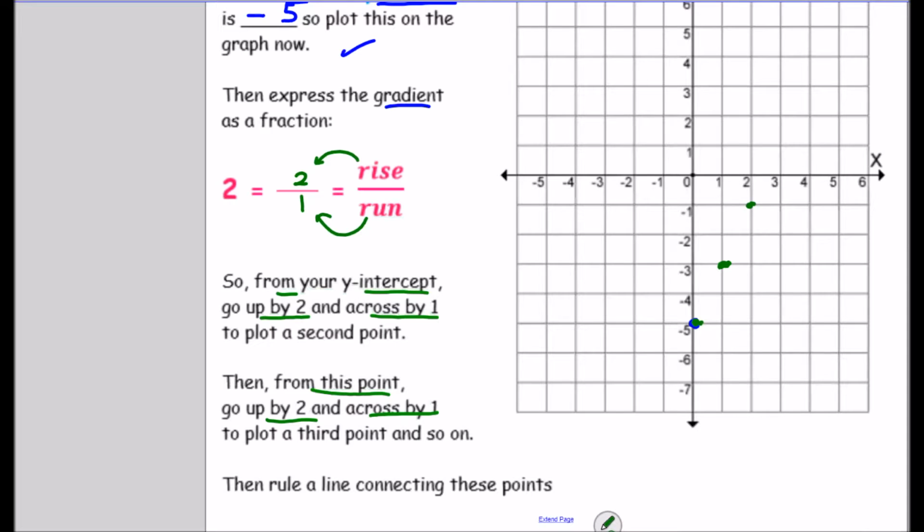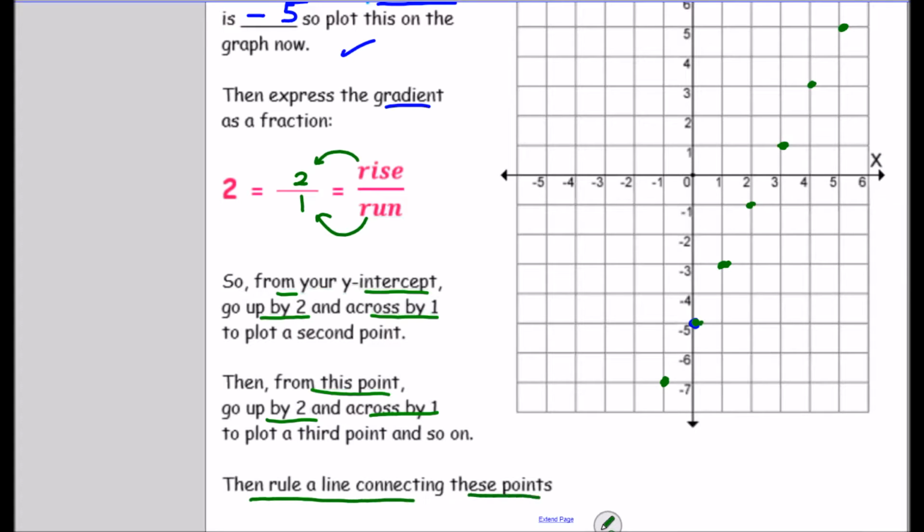And plot a third point. So see I went up by 2 across by 1 and so on. Up by 2 across by 1. We can similarly from the y-intercept go down 2 across 1 to continue on the pattern.